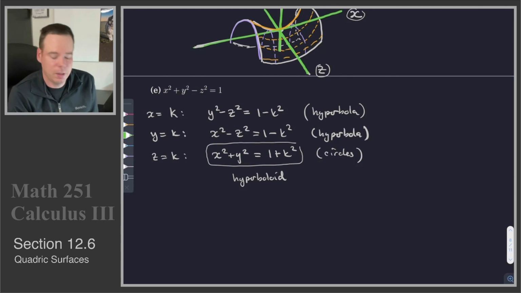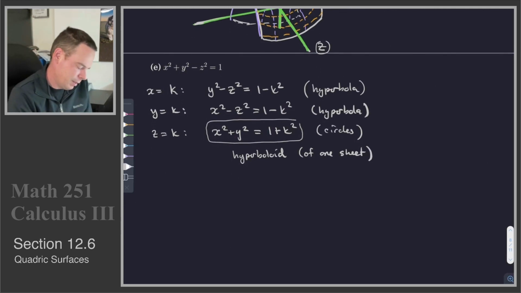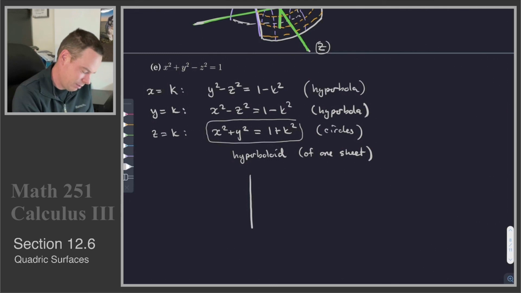So if I scroll down to this one, and I look at my equation for my circle, I see that k can still be anything because it's 1 plus k squared. That's always bigger than or equal to 1, and so there'll always be solutions. And so what we call this is a hyperboloid of one sheet. Okay, you might say, well, that seems weird. And I'll say why we call it that in just a second after we get a sketch of this.